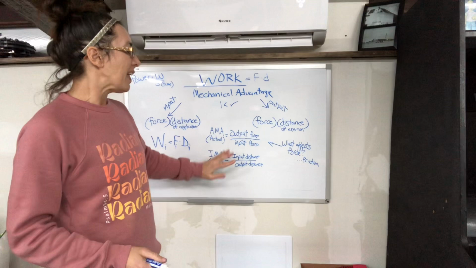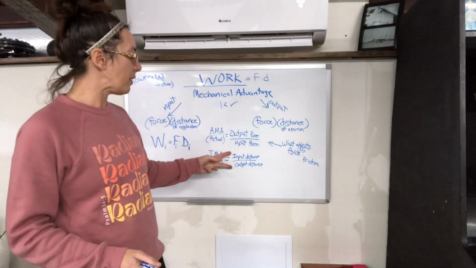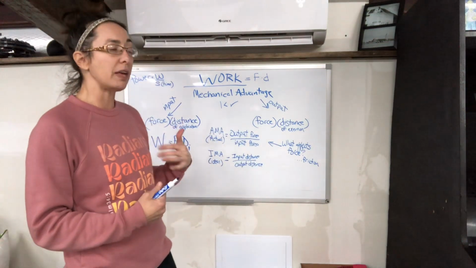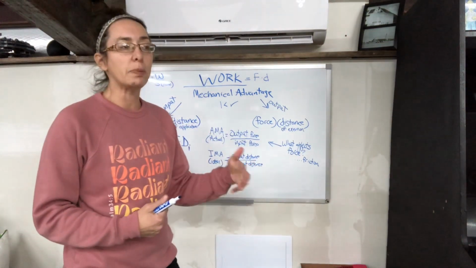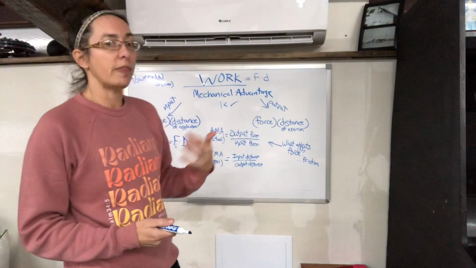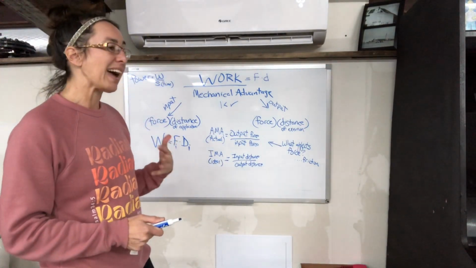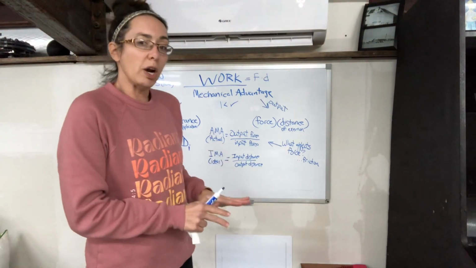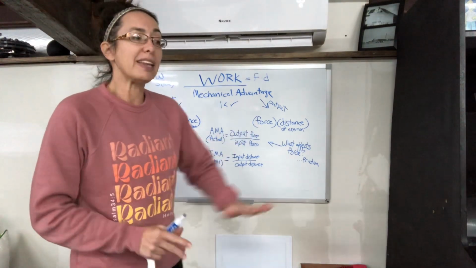And so if you notice, these are flip-flopped. You might say, well, actual is my output over my input. So shouldn't ideal be output over the input? It's not, because ideal is how much are you actually having to work and push down in a system.